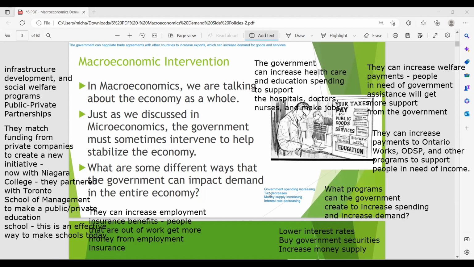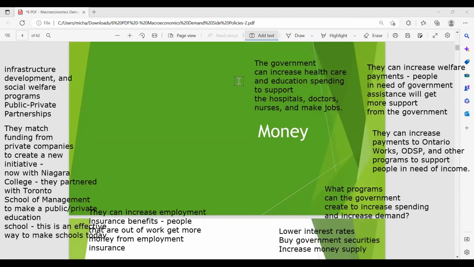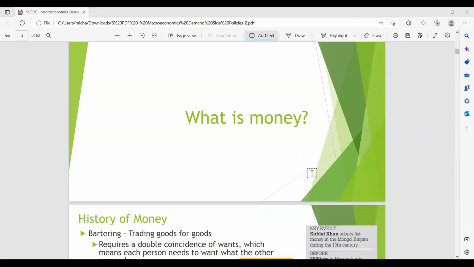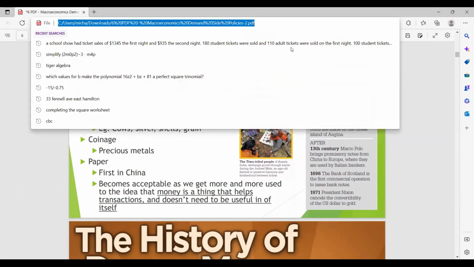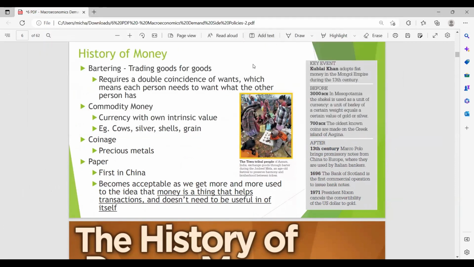So here it is. Money, let's talk about money now. What is money? History of money. Before money, there was bartering, which is trading goods for goods. The problem with that is it's very difficult to trade. Let's say you want to trade bread for a car. Very difficult, right? It's very hard to trade certain goods for other goods.